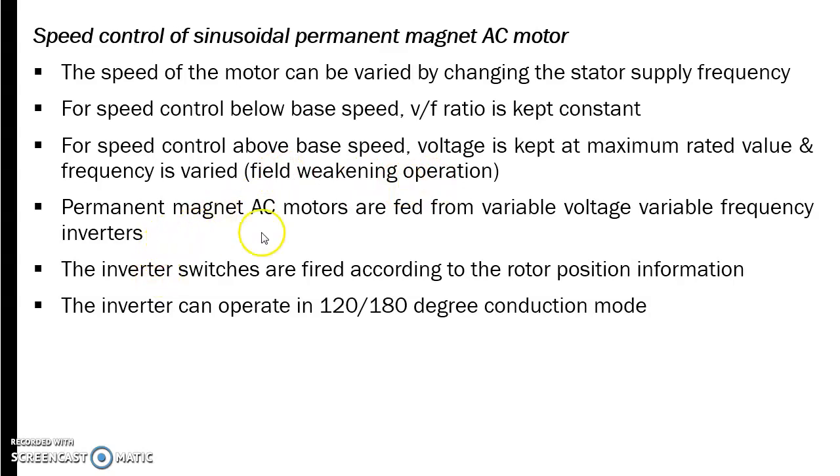And permanent magnet AC motors are fed from variable voltage, variable frequency inverters. The inverter switches are fired according to the rotor position information. So the inverter can be operated in the 120 degree or 180 degree conduction mode. That means if it is a 180 degree conduction mode, each device in the inverter conducts for a period of 180 degree. If it is a 120 degree conduction mode, each device will be conducting for 120 degree.